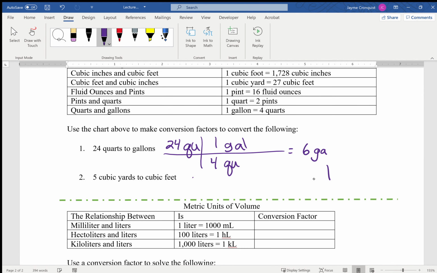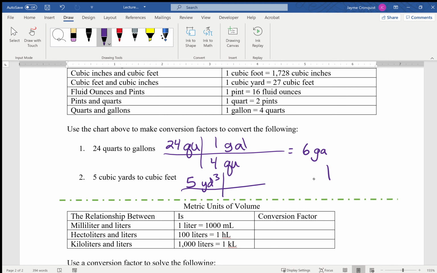5 cubic yards. You get that a lot in cement. You get that a lot if you're buying rock, if you're buying soil, if you're buying wood chips in yard landscaping and stuff. You get a lot of cubic yards. All right, so 5 cubic yards.